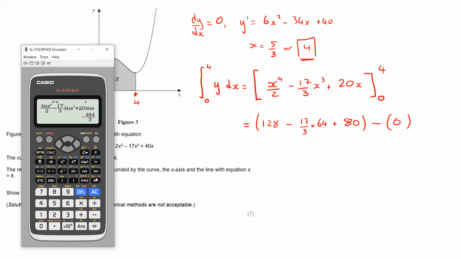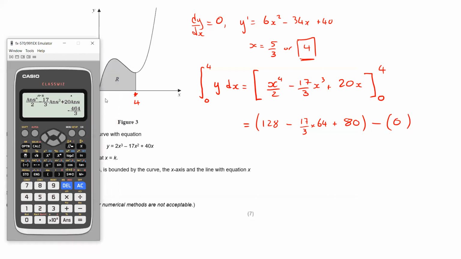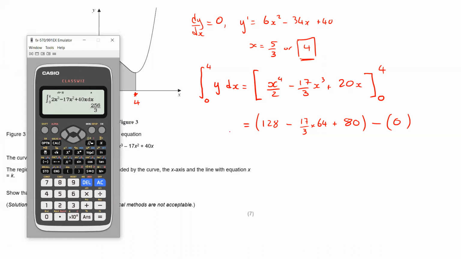Yeah, so that means I've got one of these wrong. I'm going to guess that is in my integration maybe. So I'm just going to double check my integral. And then if not, I'm going to check before it. So I'm going to actually use a calculator to double check this. So I've got 2x cubed minus 17x squared plus 40x between 0 and 4. Yeah, you see that's coming out to be the right answer there. So I've absolutely mashed this up somewhere. I just need to find out where.